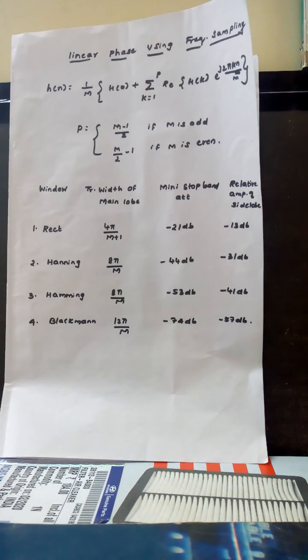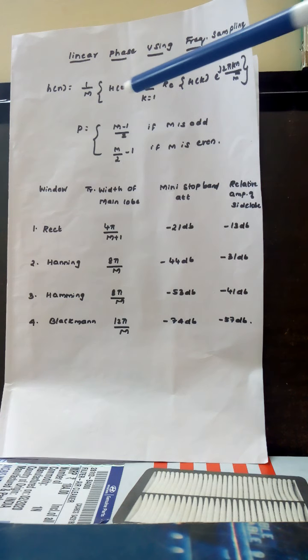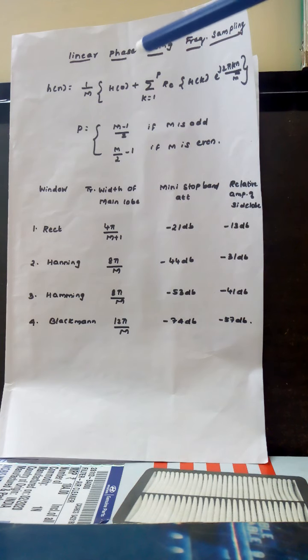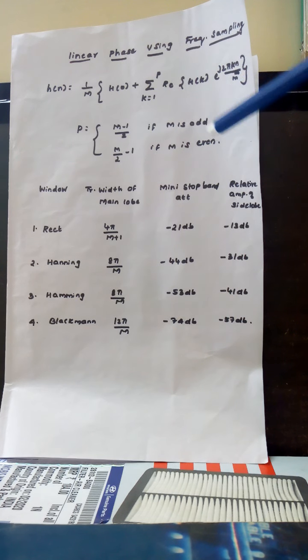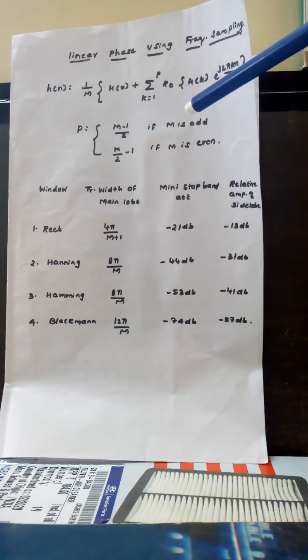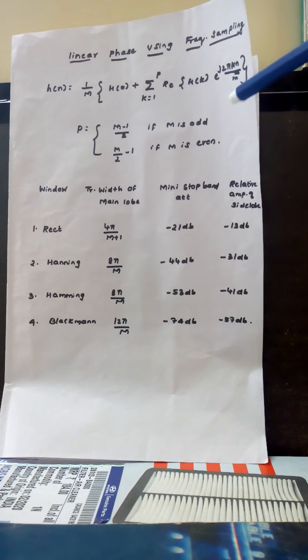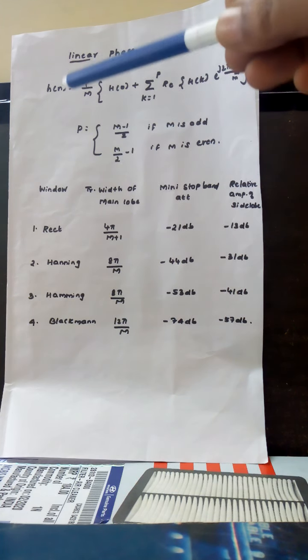So now we'll see the linear phase using frequency sampling. In that, how to get this h(n), we'll see here. The FIR filter whose desired frequency response is H_d(omega) is sampled uniformly at M points. That is, H_d(omega) is sampled at omega = 2 pi k divided by M. And then if you take the inverse discrete Fourier transform, we'll get h(n).